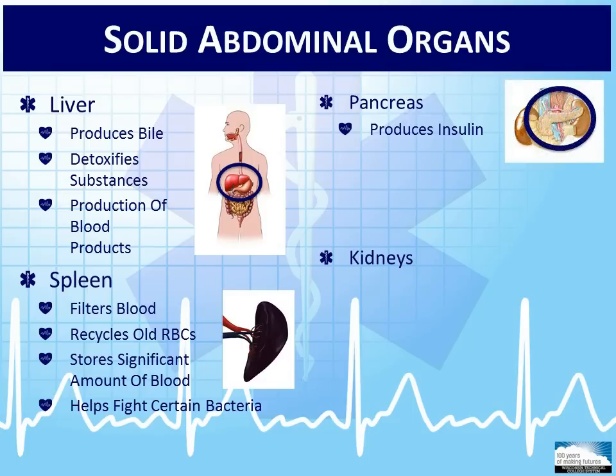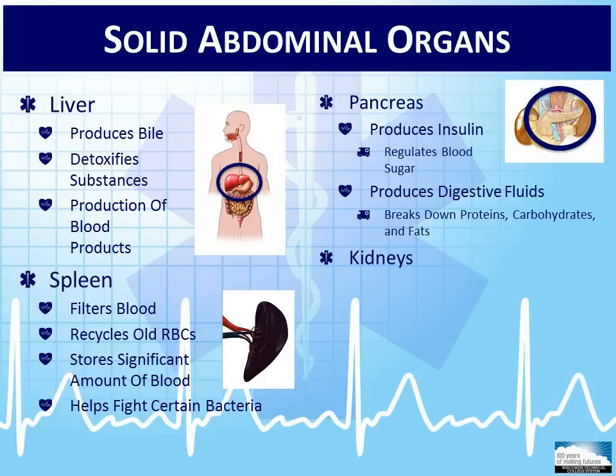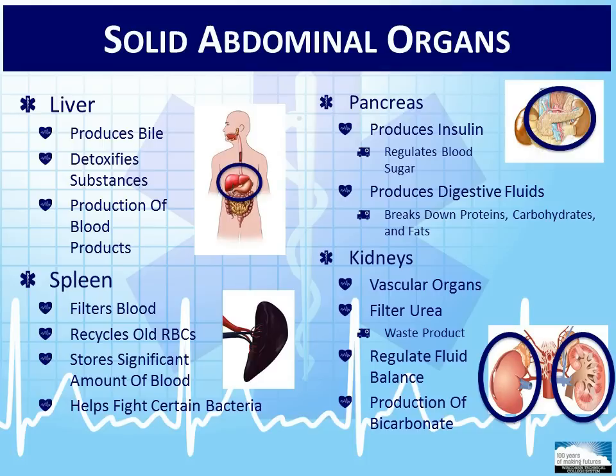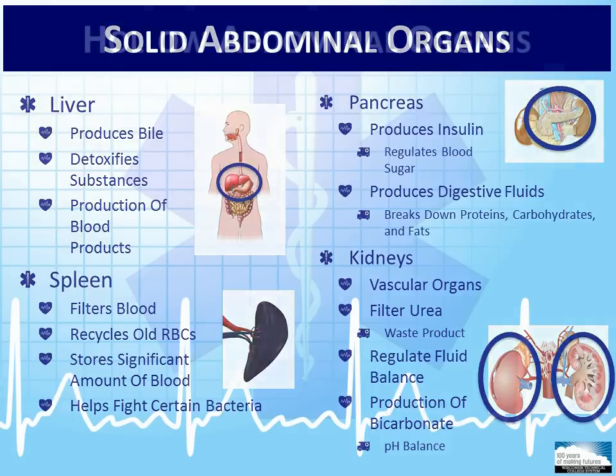The pancreas produces insulin and digestive fluids that assist in regulating blood sugar and breaking down proteins, carbohydrates, and fats. The kidneys are vascular organs that filter urea, a waste product, from the blood. They also regulate fluid balance in the body and assist with production of bicarbonate, which helps regulate pH levels within the body. The ovaries are female reproductive organs, which are discussed elsewhere in the course.